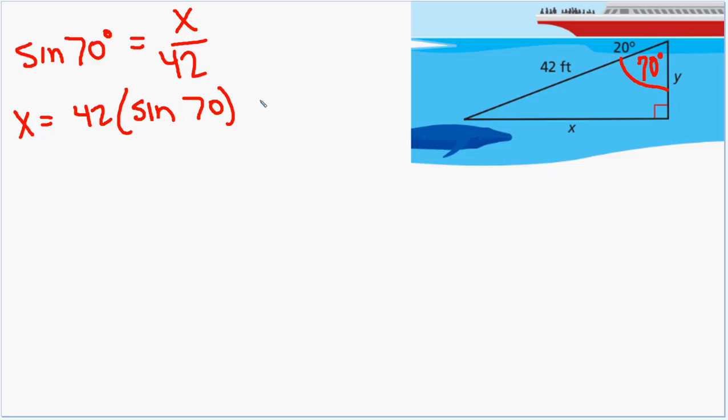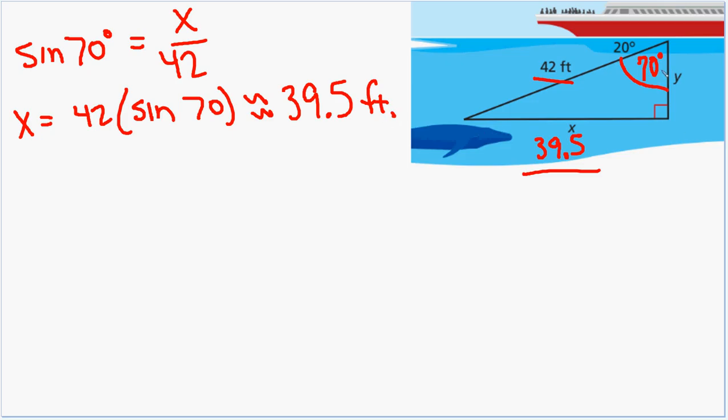And we punch that in our calculator. And that is about 39.5 feet. Now, if I draw it here on the picture, that makes sense. Remember, the hypotenuse is always the biggest side, so any of the legs we find should be less than 42. And that looks good, and I almost forgot my units, feet.